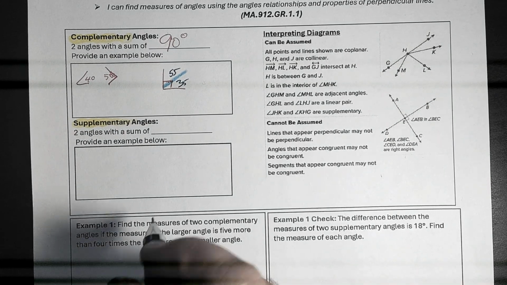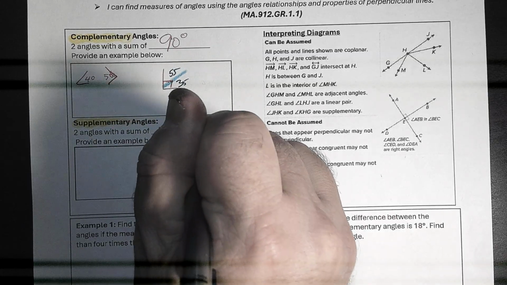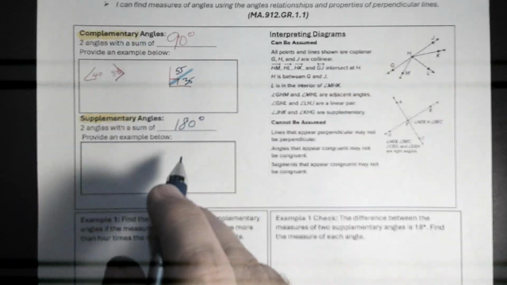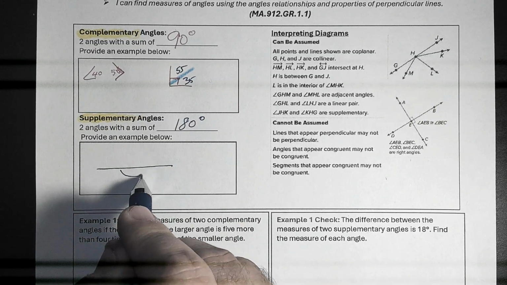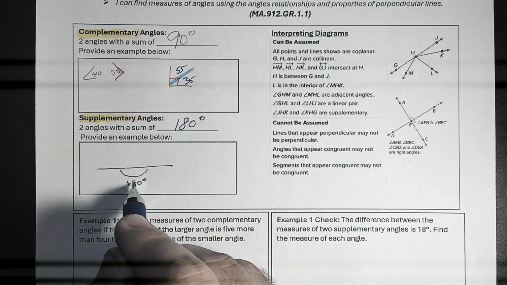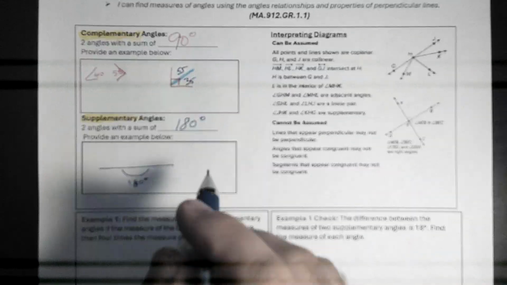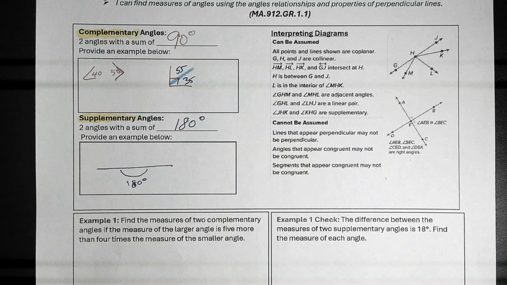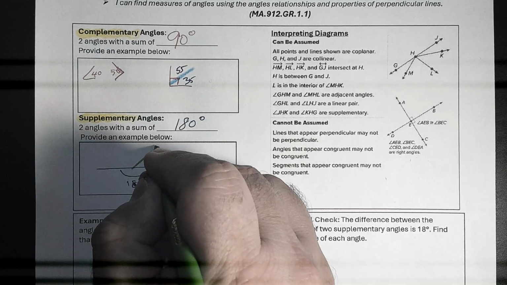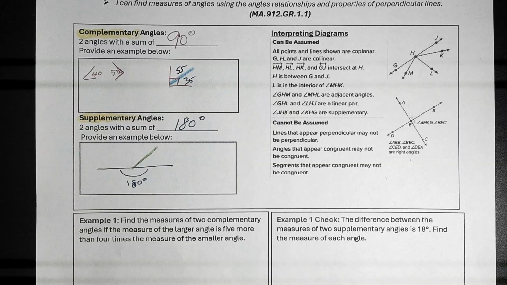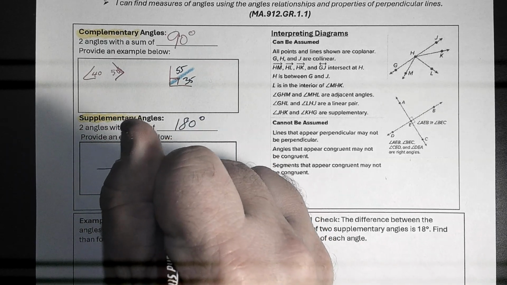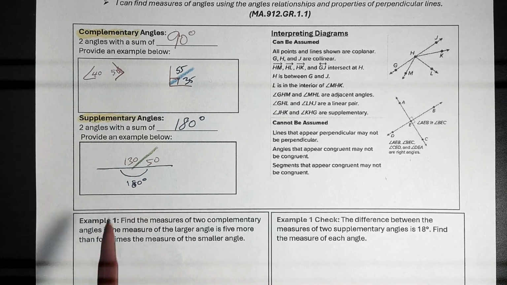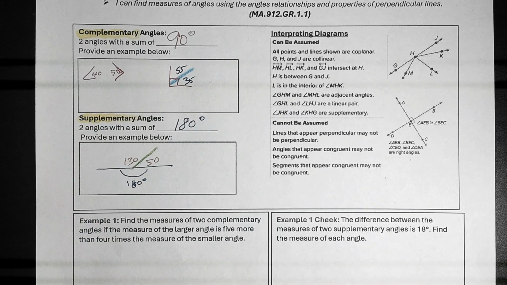And so supplementary angles. These are two angles with the sum that total 180 degrees. And so an example below, a straight line is 180 degrees. If you were to have a line coming off of this to make two different angles, one might be 130 and the other one might be 50, but they're going to equal 180. All right, let's look to the right here.